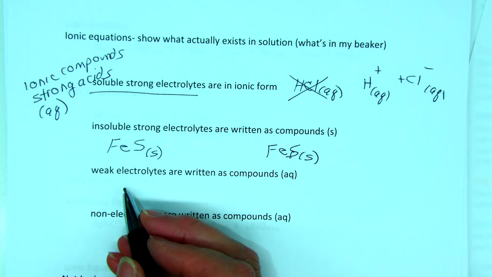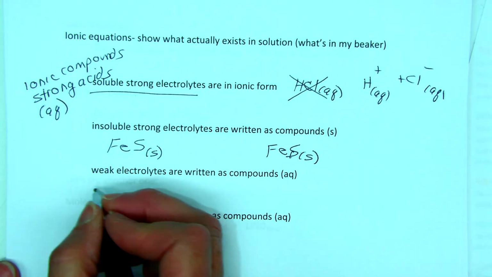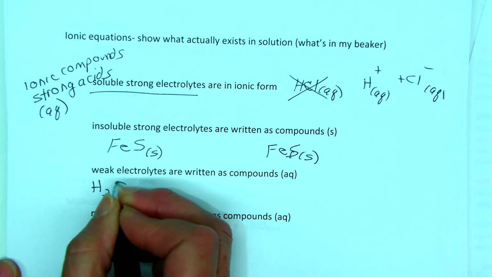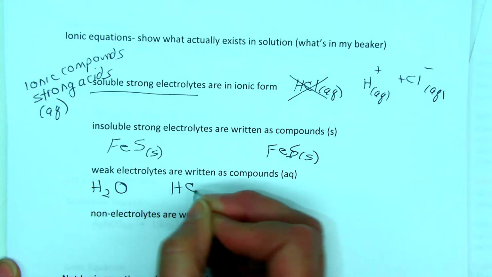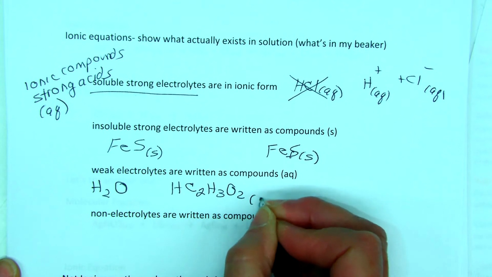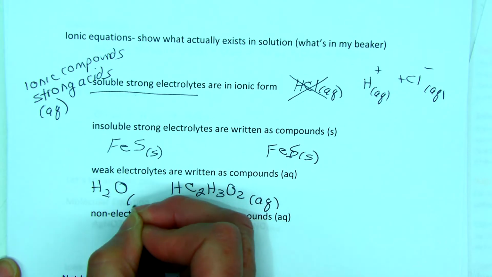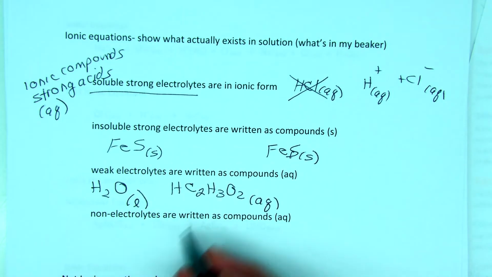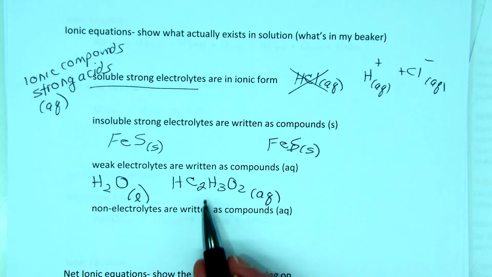Weak electrolytes, things like water and acetic acid. Acetic acid is a weak acid. We write these as I have just written them. We write them in their molecular form because they are mostly in the molecular form. If I look in there with my molecule seeing eye, I see the acetic acid molecule. I don't see acetate ions and hydrogen ions. Not very many. I see a few, maybe 1%.